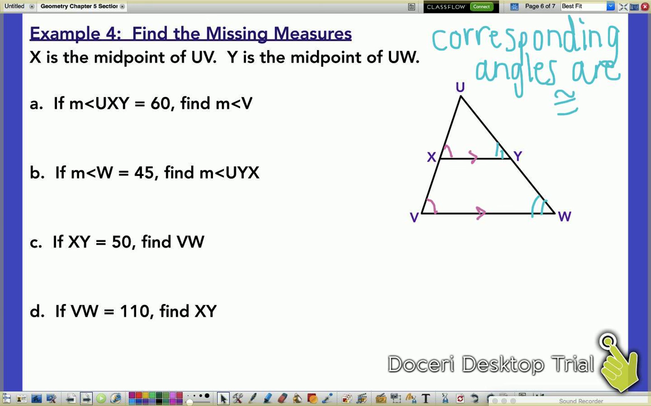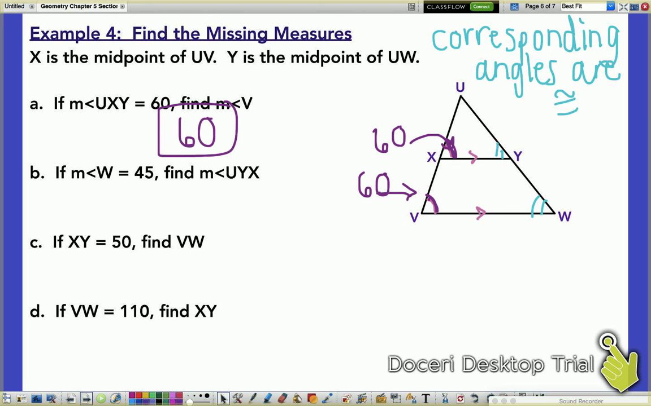So UXY is 60, and they want the measure of V. Okay, well, I just said that those are corresponding because the lines are parallel, so that would also be 60.